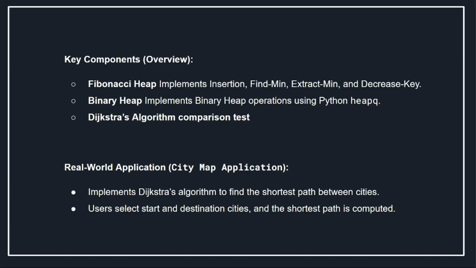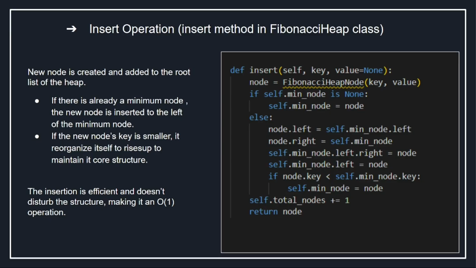Over here, I'll quickly go through the key components. We have Fibonacci heap, binary heap implemented using the Python heap library, Dijkstra's algorithm comparison test, and a small real-world application, which is a city map application. Here we have the user input, which takes two cities and gives you the shortest distance between the two cities using Dijkstra's algorithm and binary heap.